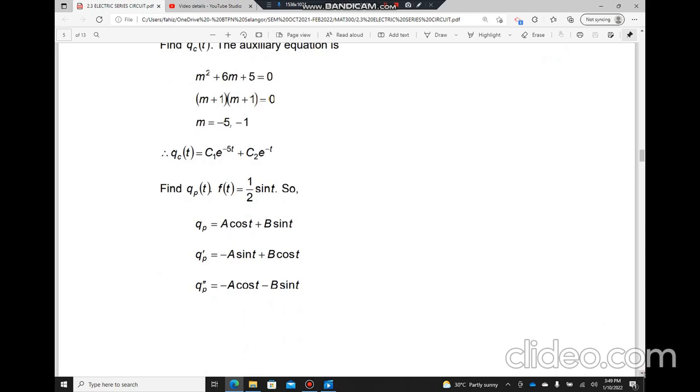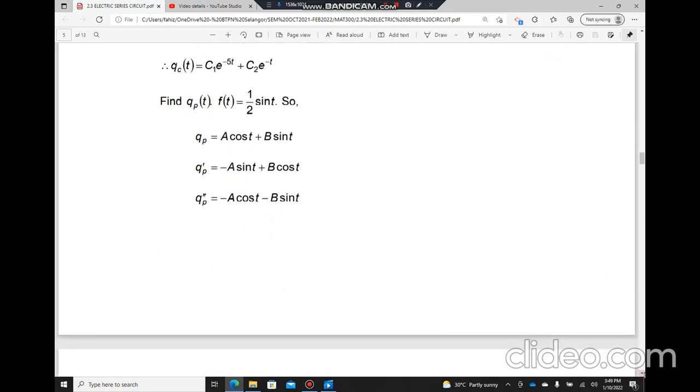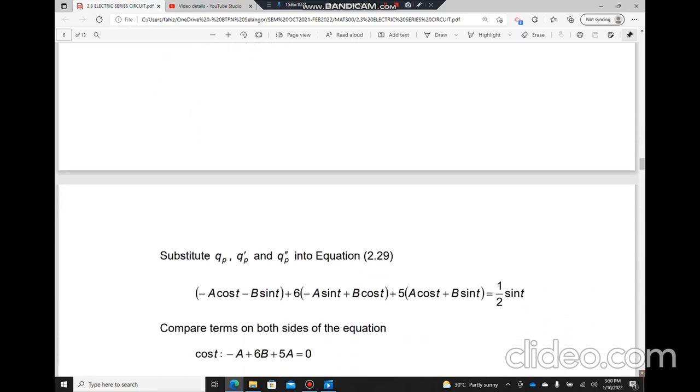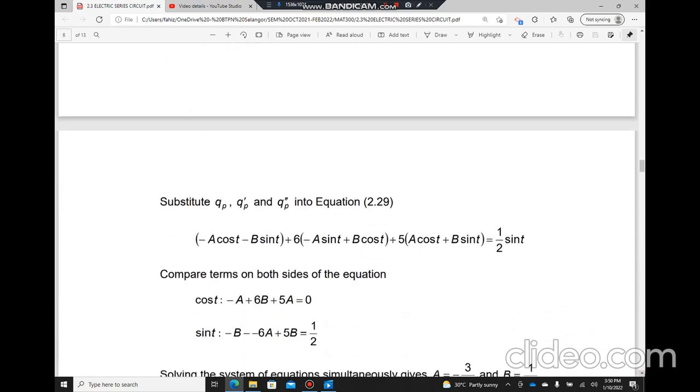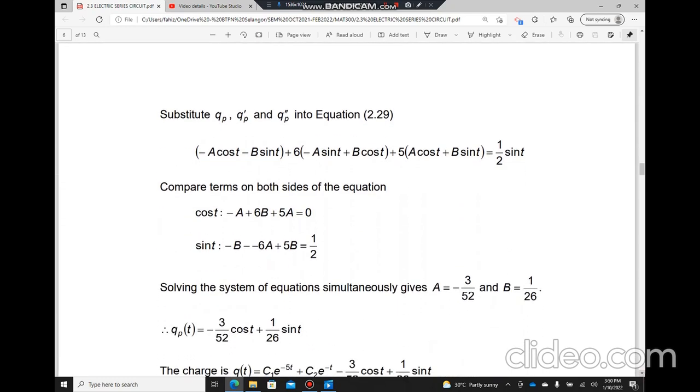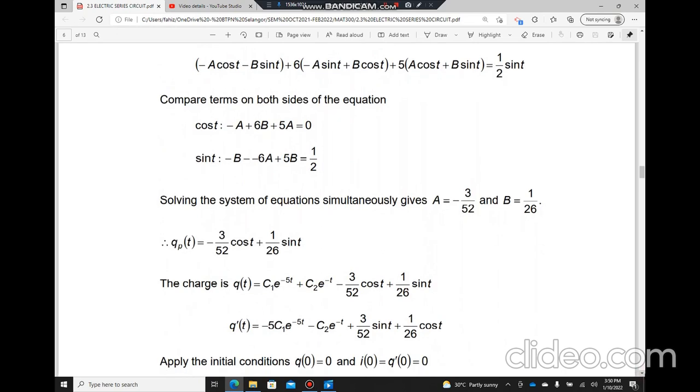Okay, next we need to find particular solution which is QP. Okay, so QP, since your F(t) is 1 over 2 sin t, so your QP is A cos t plus B sin t. Yang ni kita apply lagi sekali method of undetermined coefficient. Okay, so next bila dah ada QP, cari Q prime and Q double prime. Okay, dah dapat tiga-tiga nilai ni. Substitute Q prime and Q double prime into equation 2.29.